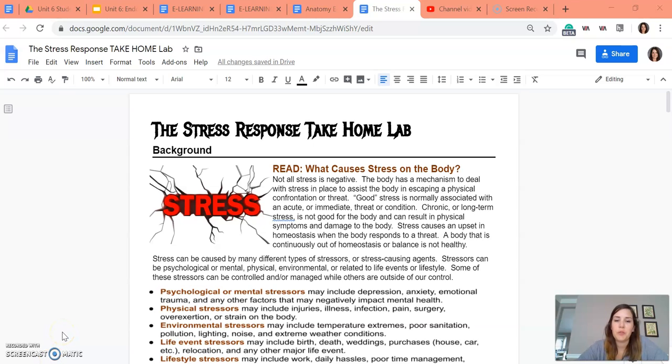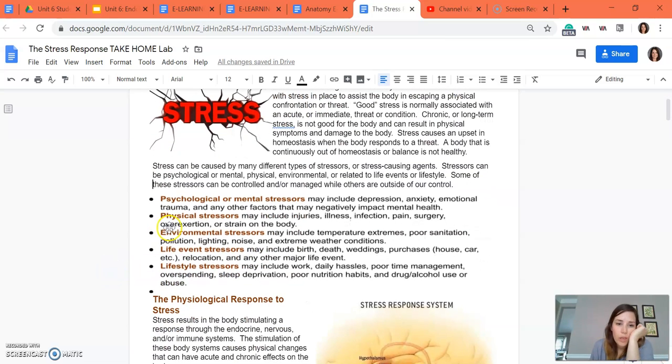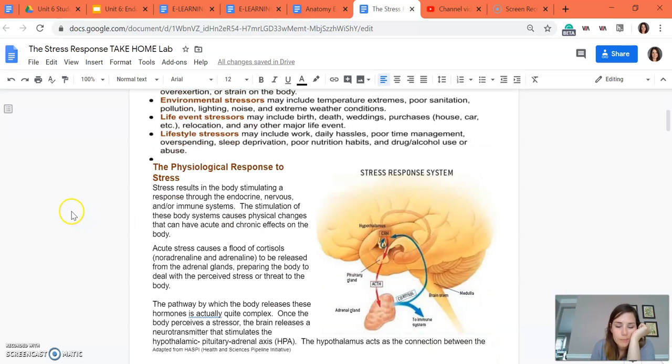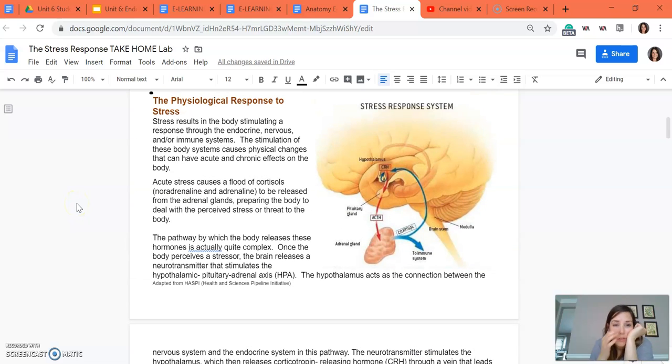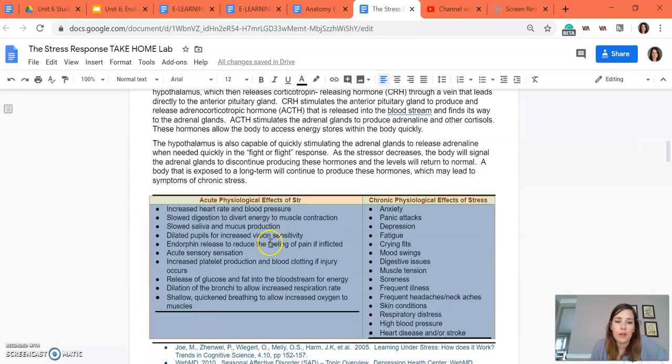Directions for the stress response take-home lab. Make sure you guys read the background information, read about different types of stressors. We are going to do the physical stress and the environmental stress. The physiological response to stress, so this is going to be in your reasoning for the CER. Make sure you read this. Feel free to highlight the important things.